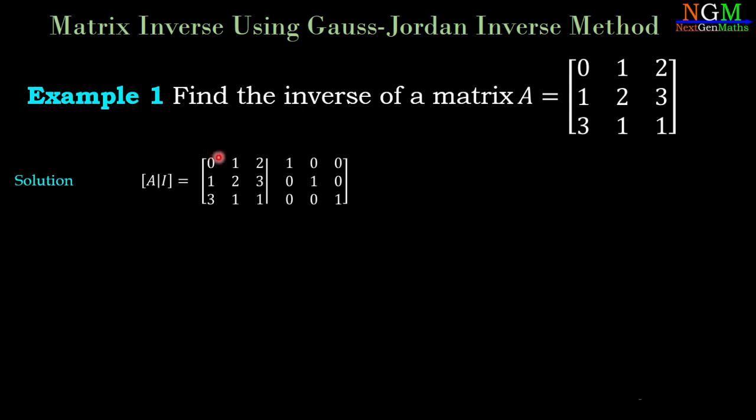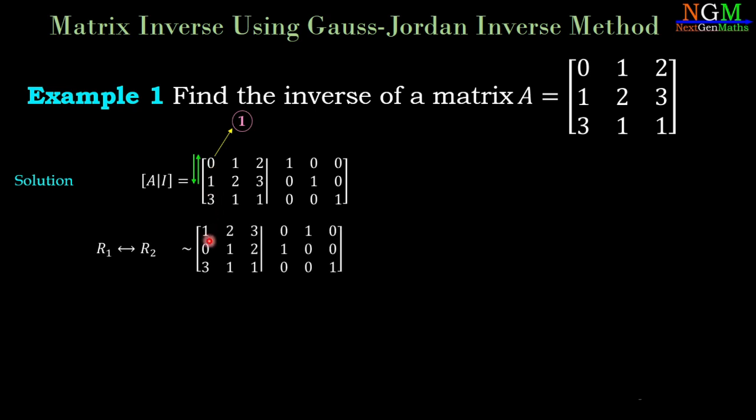For that, we need to convert the first entry into 1. We will use the row operation of interchange, where the first row is interchanged with the second row. So this entry will be 1, and we have 1, 2, 3; 0, 1, 2; 3, 1, 1. We apply the same row operation on the identity matrix, and we have the first row as 0, 1, 0; 1, 0, 0.